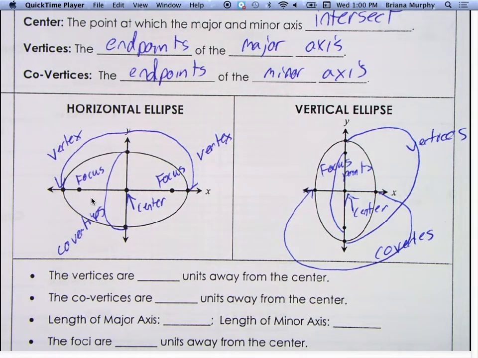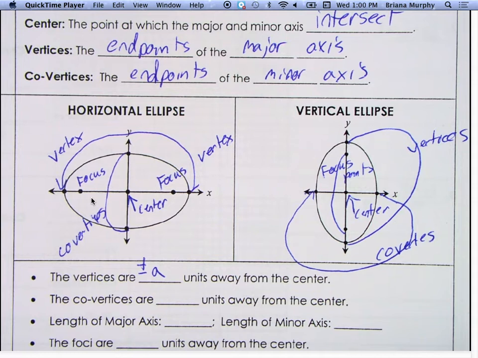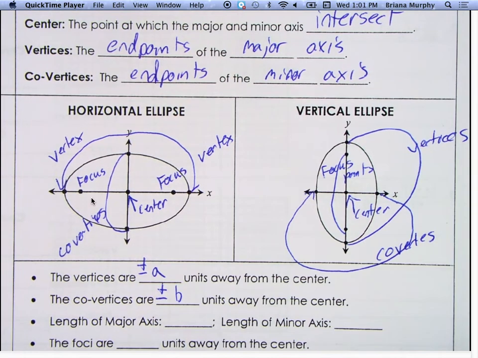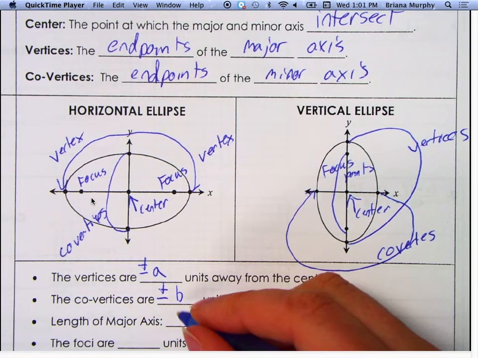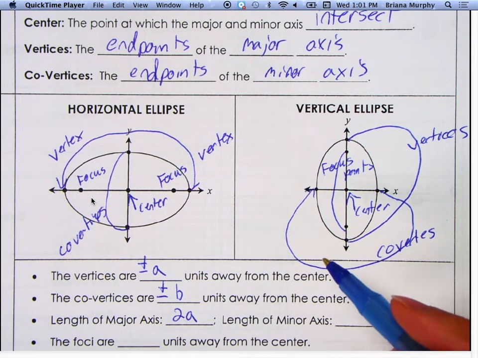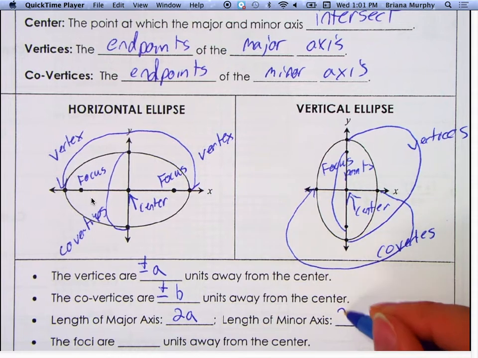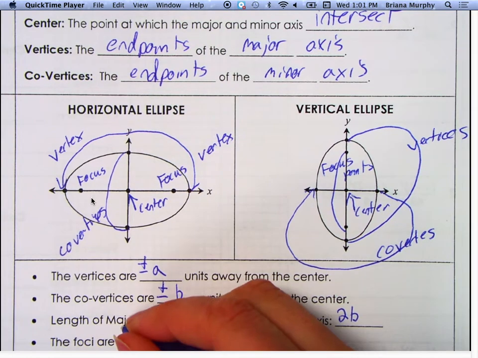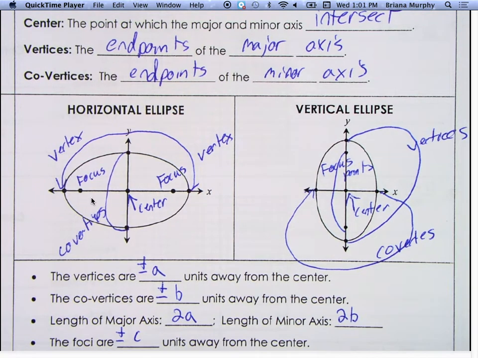Okay. We're going to call the vertices positive or negative a units from the center. And we're going to call the co-vertices positive or negative b units away from the center. Okay? The length of a major axis is 2a. So get that a always goes with the major axis. And 2b is the length of the minor axis. Okay? The focus points are plus or minus c units away from the center.